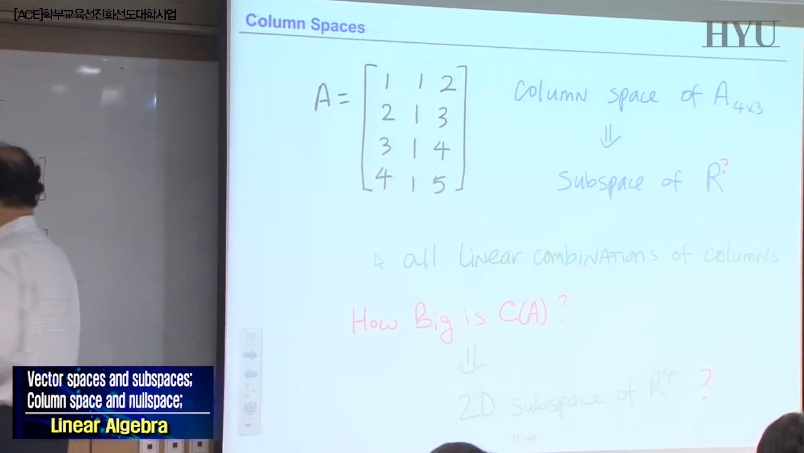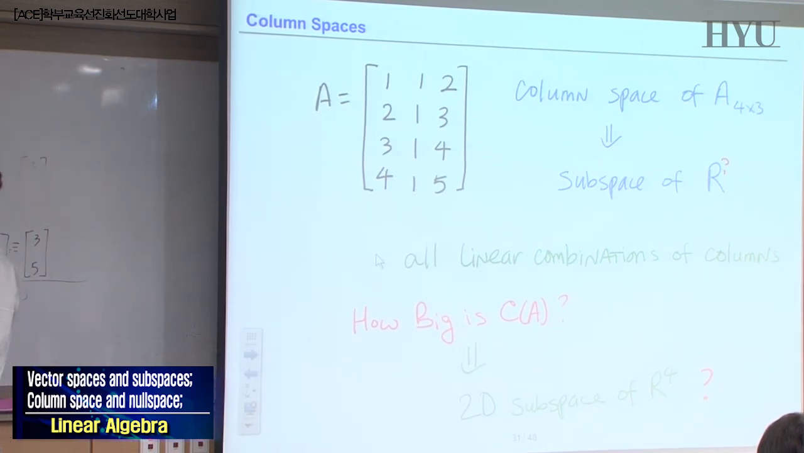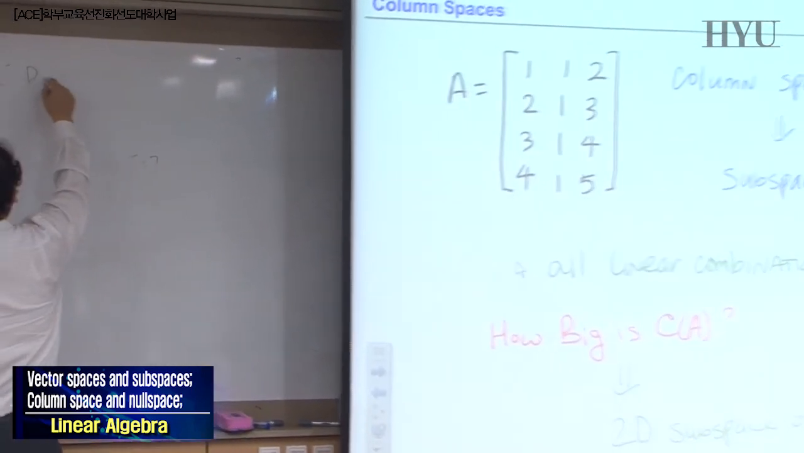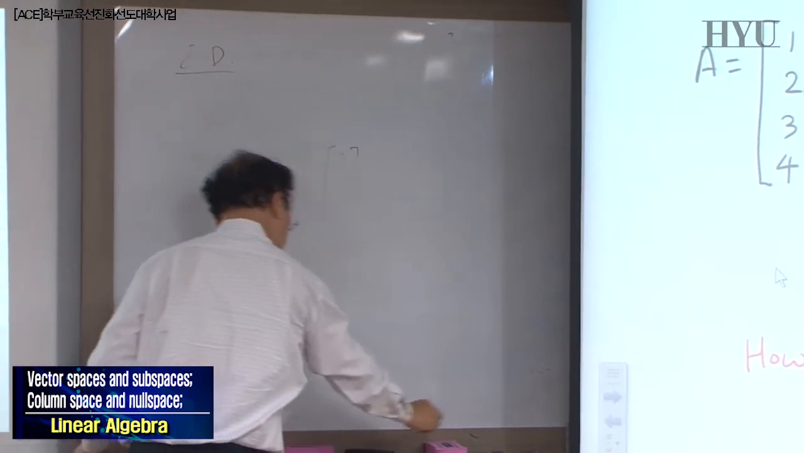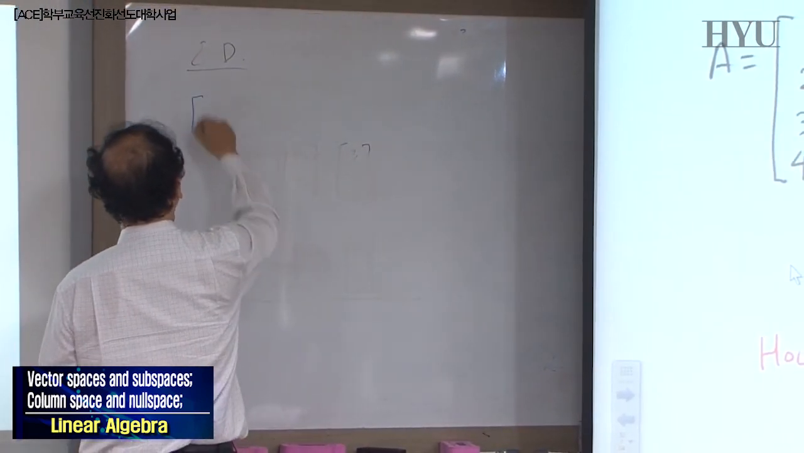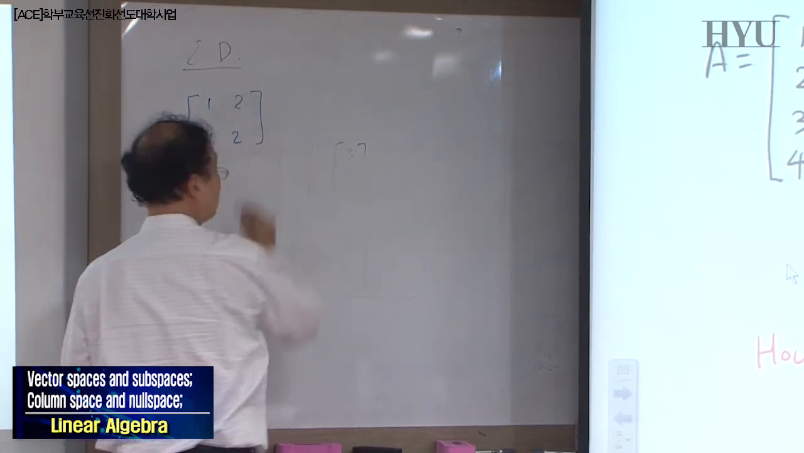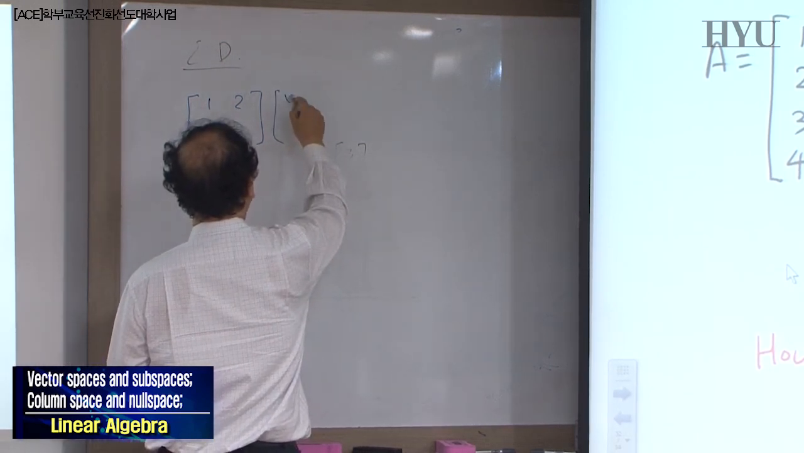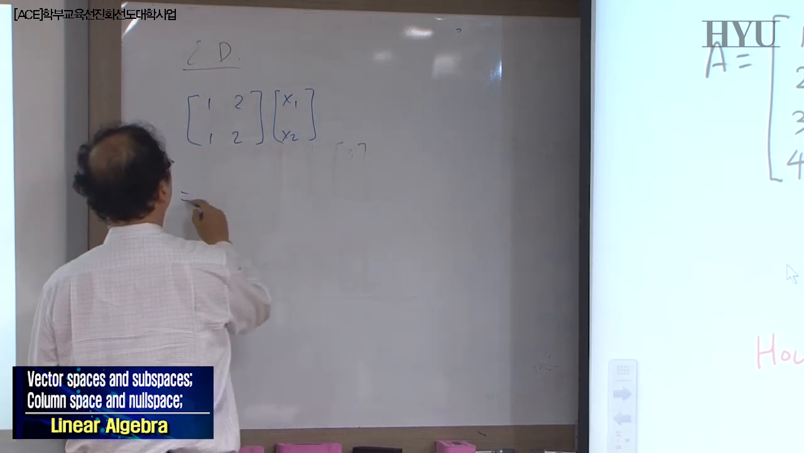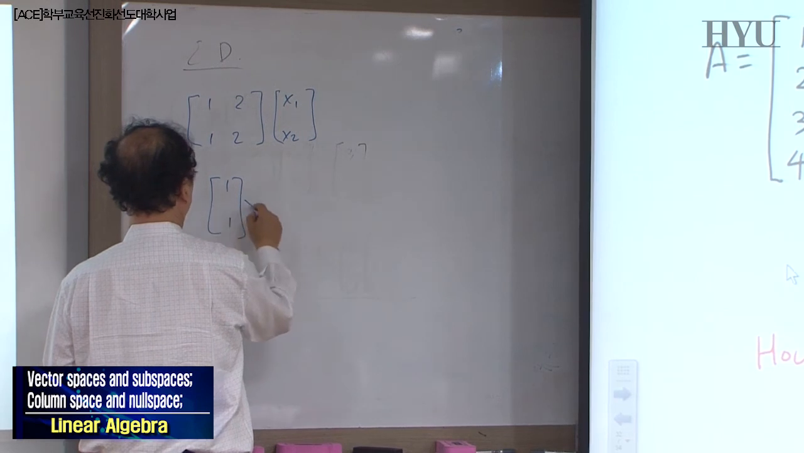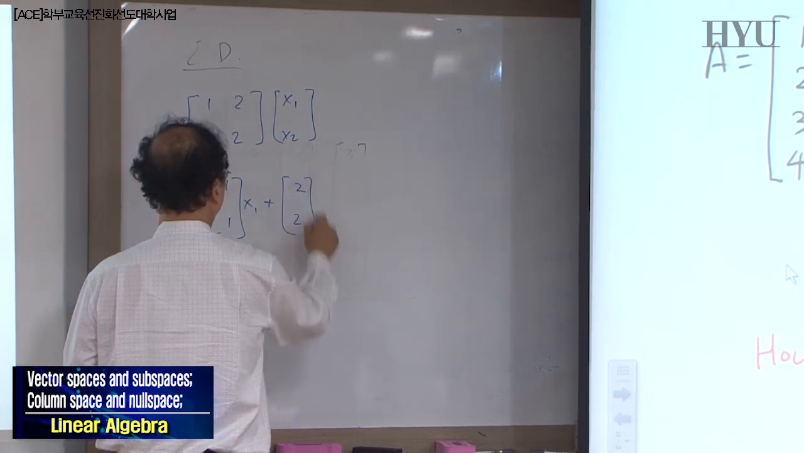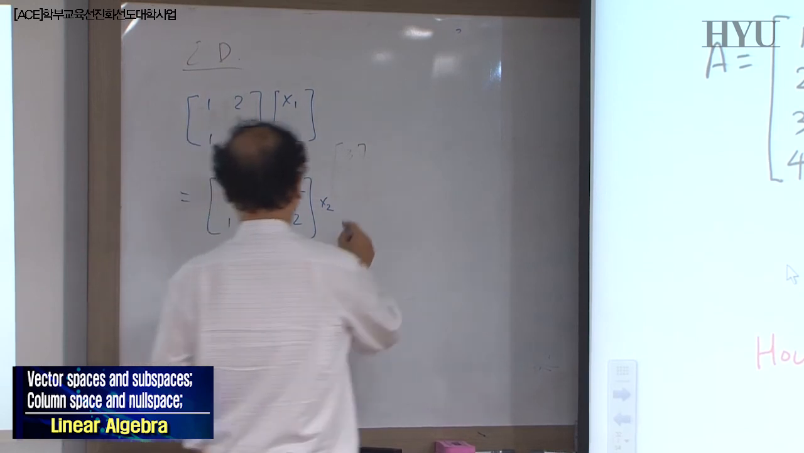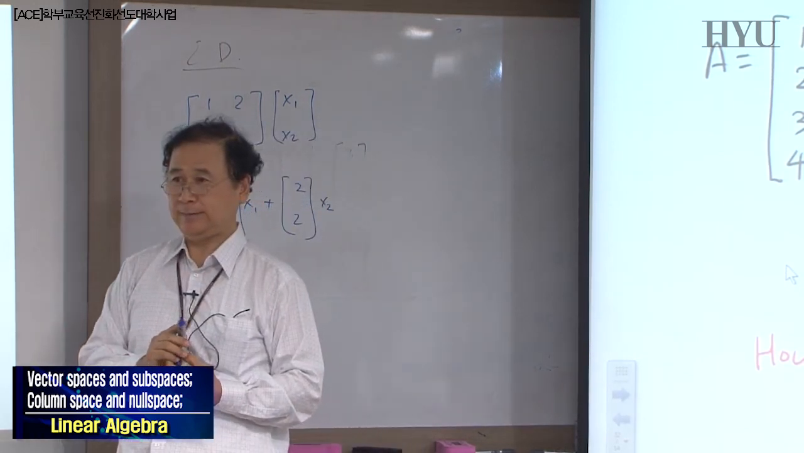Let's assume, just think about a very simple example, because two-dimensional is much easier to see. So 1, 1, 2, 2. Then here is x1, x2. This one I can say is x1 times 1, 1 plus x2 times 2, 2, right? Does it cover the whole plane or just what? A line.